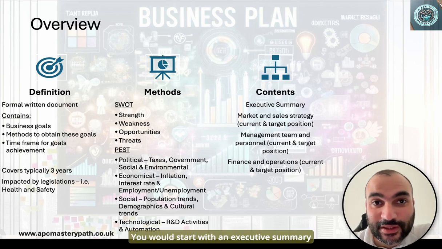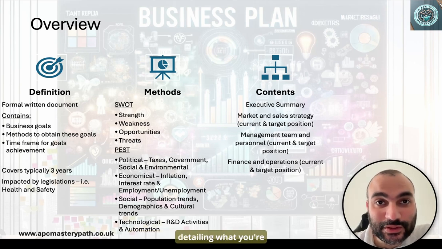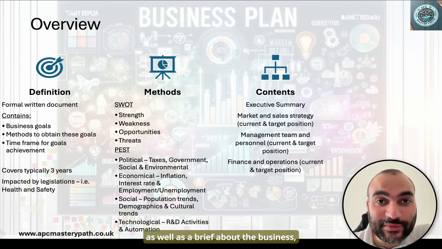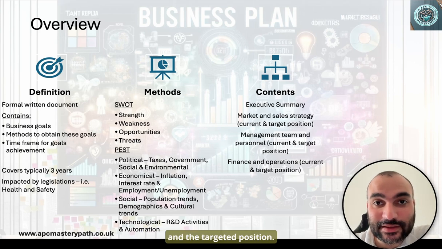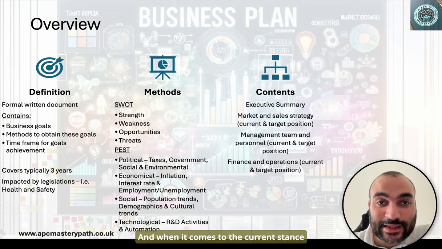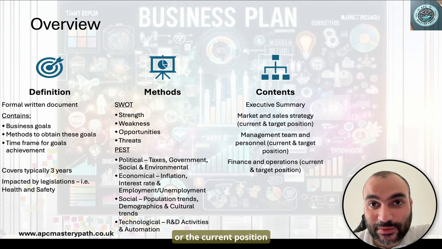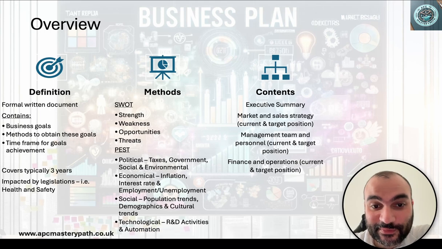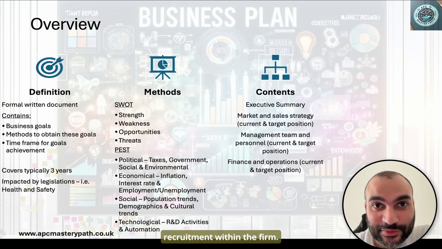You would start with an executive summary detailing what you're going to be typing in, what the business plan is going to contain, as well as a brief about the business, the current stance at the time being, and the targeted position. And when it comes to the current stance or the current position and the future position, there are a wide variety of aspects that could be listed here, taking into account the market and sales, the finance and operations of the firm, and also the personnel and the recruitment within the firm.